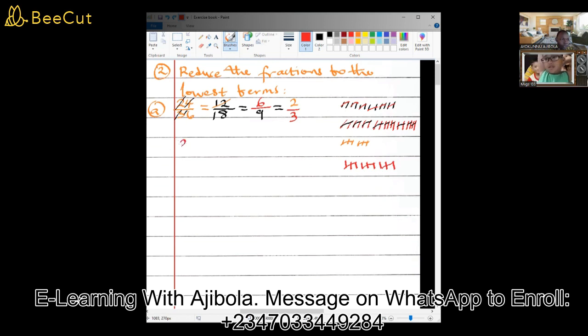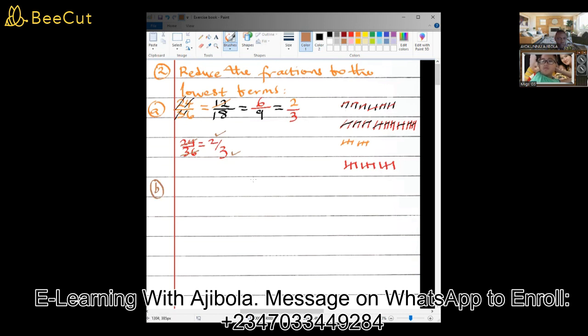Now we can say 24 over 36 equal to 2 over 3, okay? How did I get 2 over 3? I can divide straight away by 12. How many 12 is here? That's 2. How many 12 is here? That's 3. Okay? Now let's look at another example.